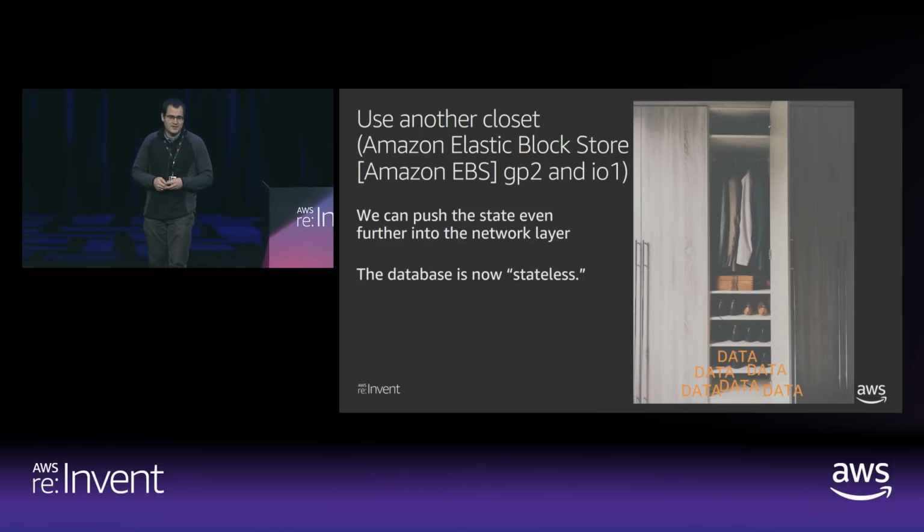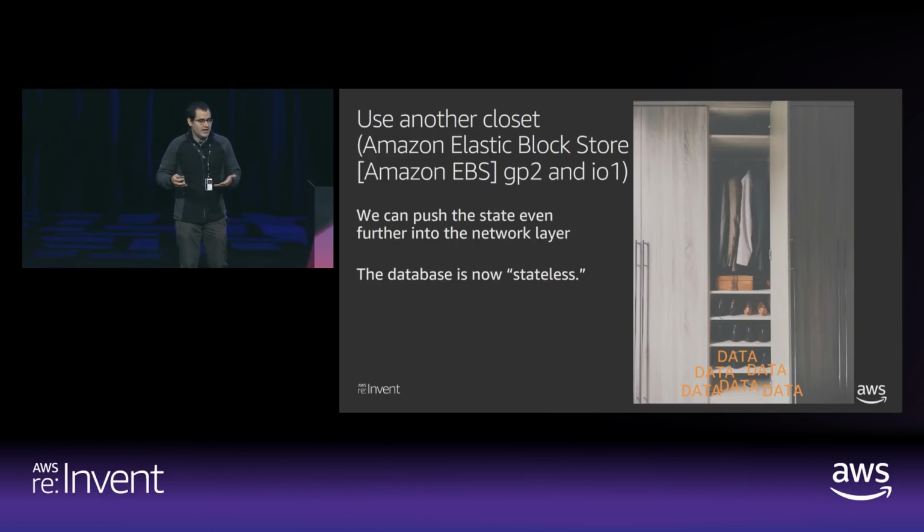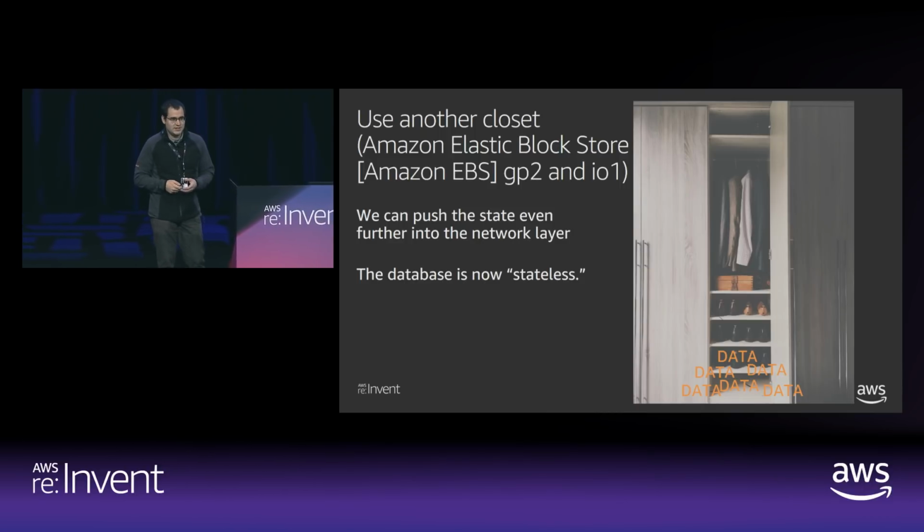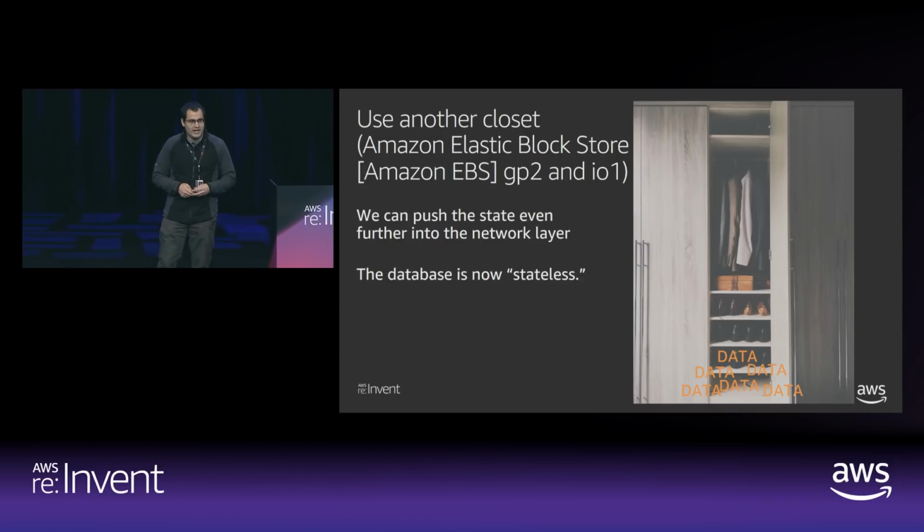I consider Amazon EBS GP2 and IO1 to be their own kind of closets, in the sense that now your data store is stateless. The state is handled by EBS. You don't have to worry about it anymore. If your instance dies and a new one comes up, you just reattach the EBS volume. It takes a few minutes. This is a very easy and accessible way to turn your stateful instances into stateless instances.